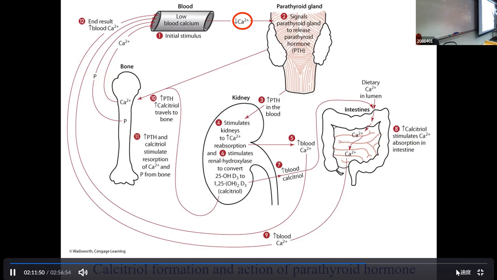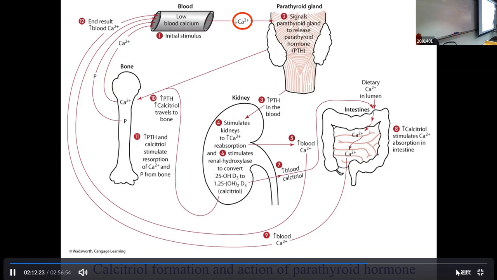So this is the parathyroid gland, intestine, kidney, and bone, and that is your blood vessel, representing the concentration of calcium in the blood. Assuming that we have a drop in calcium in the blood as the initial signal, that is the important aspect. So step one, initial stimulus.